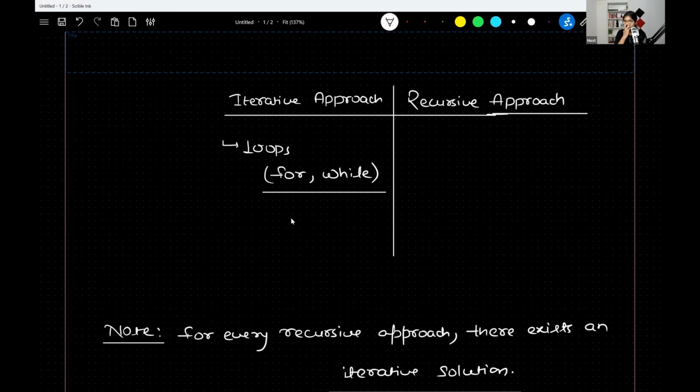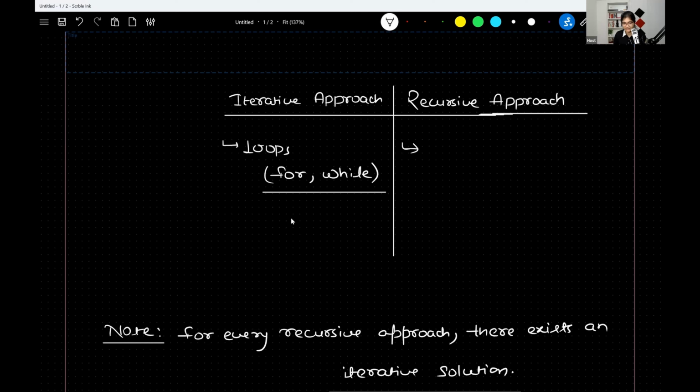When we were talking about the time complexity aspect, we discussed that in an iterative approach, the loops represent the time complexity. Higher the loops, higher the complexity. If we have 2 nested loops, complexity will become big O of n square. If we have 3 nested loops, it will be big O of n cube.